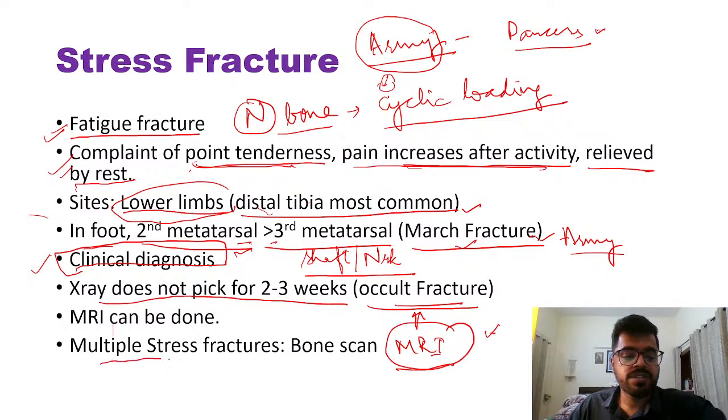If multiple stress fractures are there, then we go for a bone scan. Multiple stress fractures can be detected with a bone scan, because if different parts of the body are having occult fractures, you can't get MRI done for all the parts. You can't get so many MRIs done, that will be very expensive. So for multiple stress fractures, investigation of choice is bone scan.